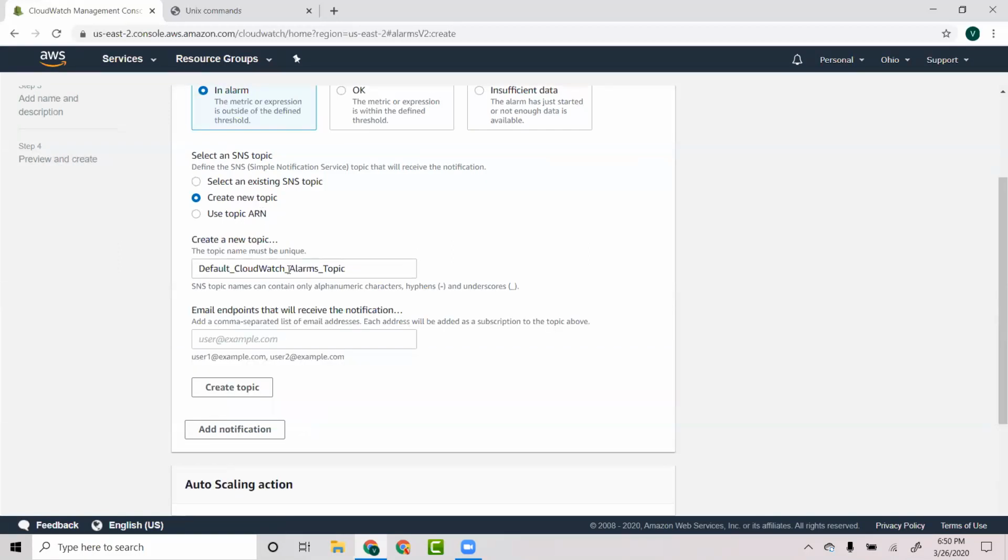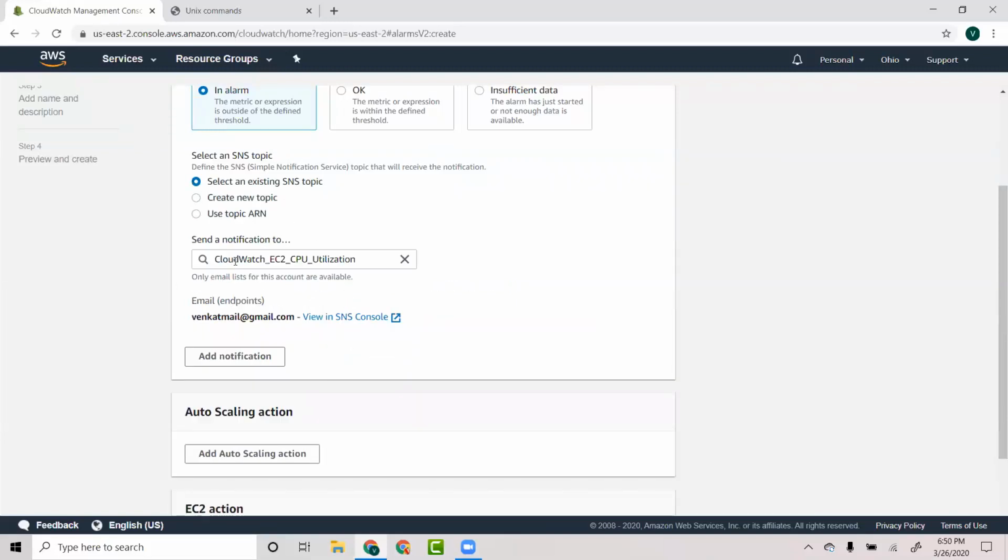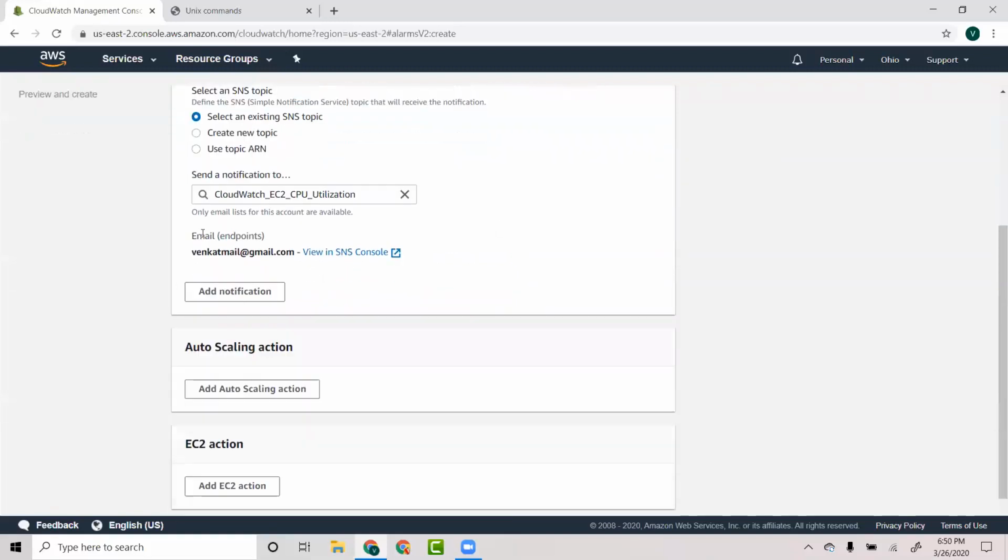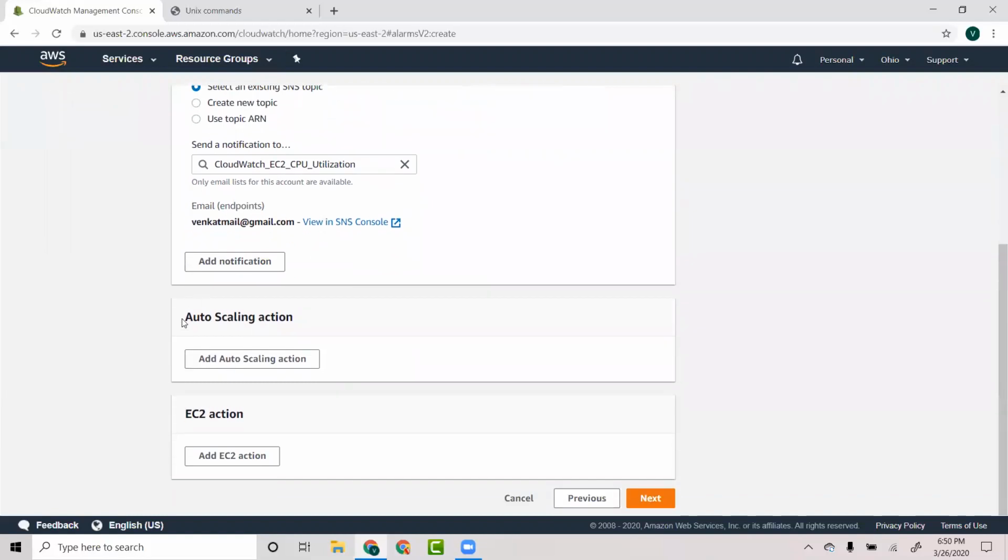I'll call this one CloudWatch EC2 CPU utilization. This is my topic, and I want to configure this topic to my email address. Go ahead and create the topic and select that topic now, CloudWatch EC2 CPU utilization. And this is my email. Do you want to take any auto scaling action? No, just notify me. Any EC2 action? There you go. EC2 action, guys.